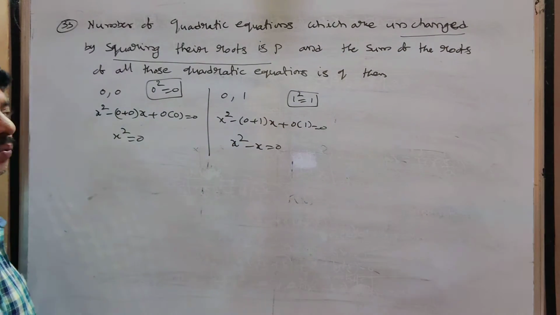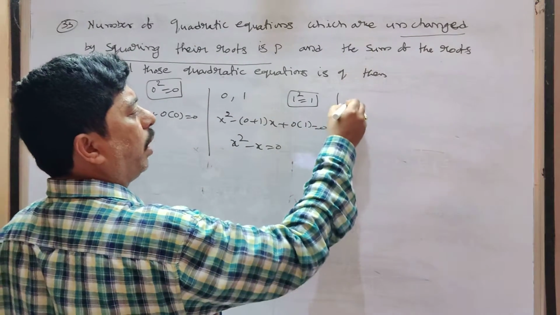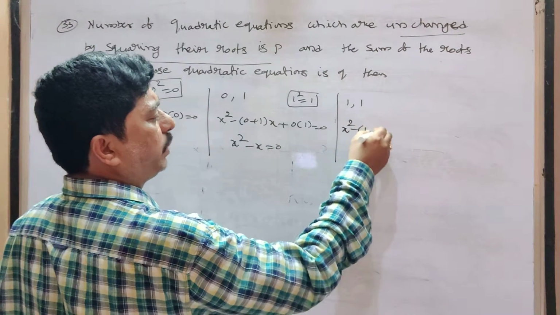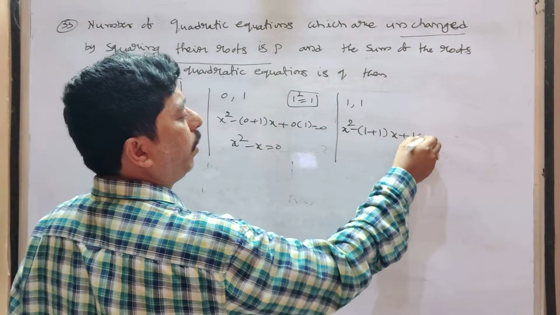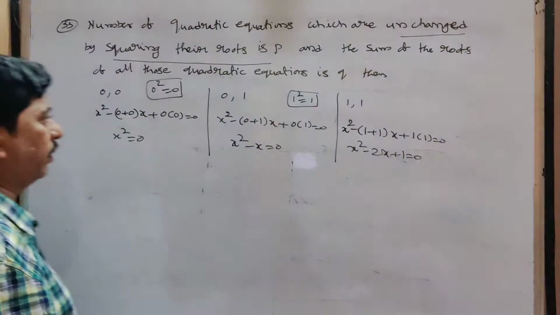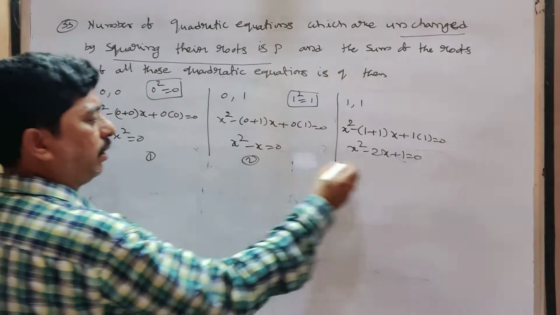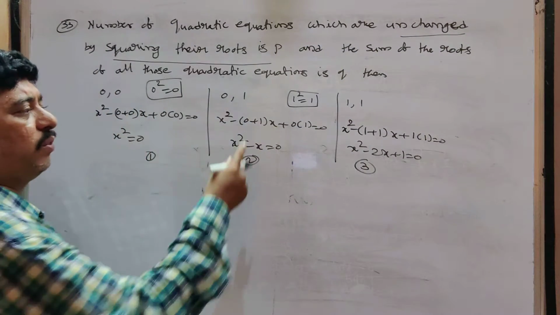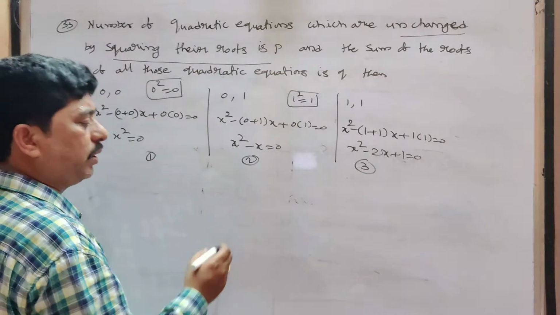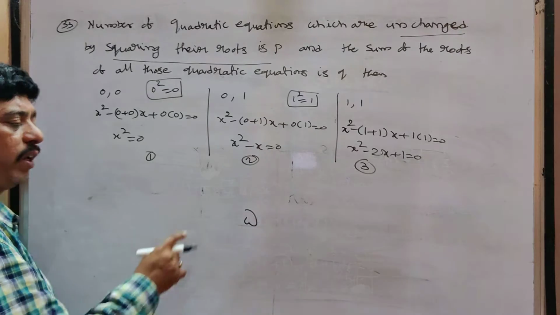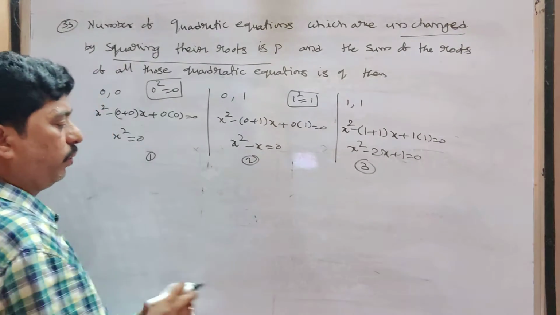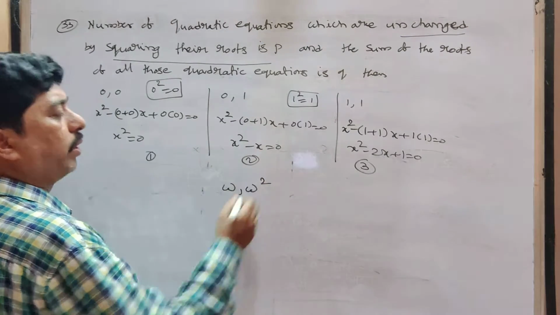This is one equation. Next, 1 comma 1. So, x square minus 1 plus 1 into x plus 1 into 1. It is x square minus 2x plus 1. This is one more equation. First equation, second equation, third equation. If we take the squares of these roots, the equation does not change. Next one more. This symbol is omega. It will come in complex numbers. So omega comma omega square are the roots of the equation.